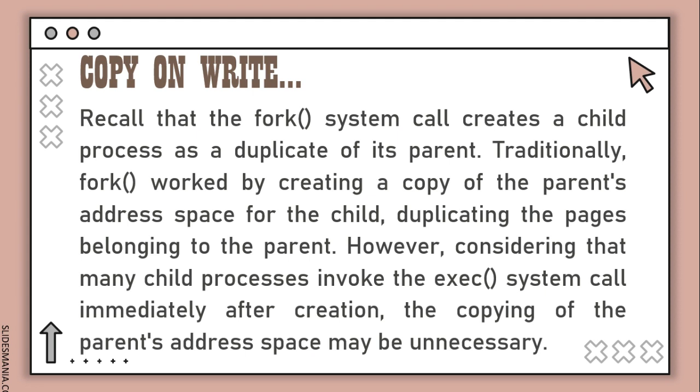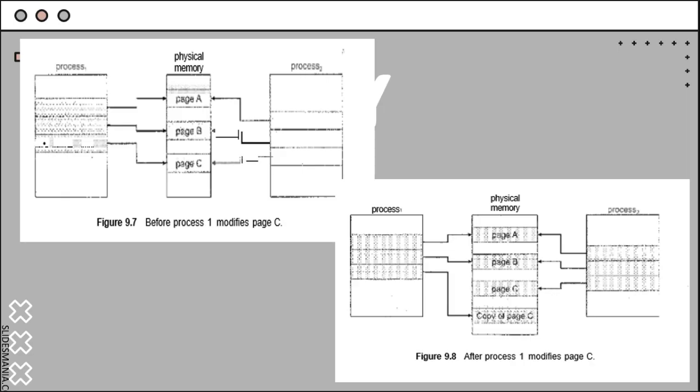However, considering that many child processes invoke the exec system call immediately after creation, the copying of the parent's address space may be unnecessary. As you can see in this picture, this is figure 9.7 and figure 9.8. This is the before process 1 modifies page C and after process 1 modifies page C. It shows the contents of physical memory before and after process 1 modifies page C.